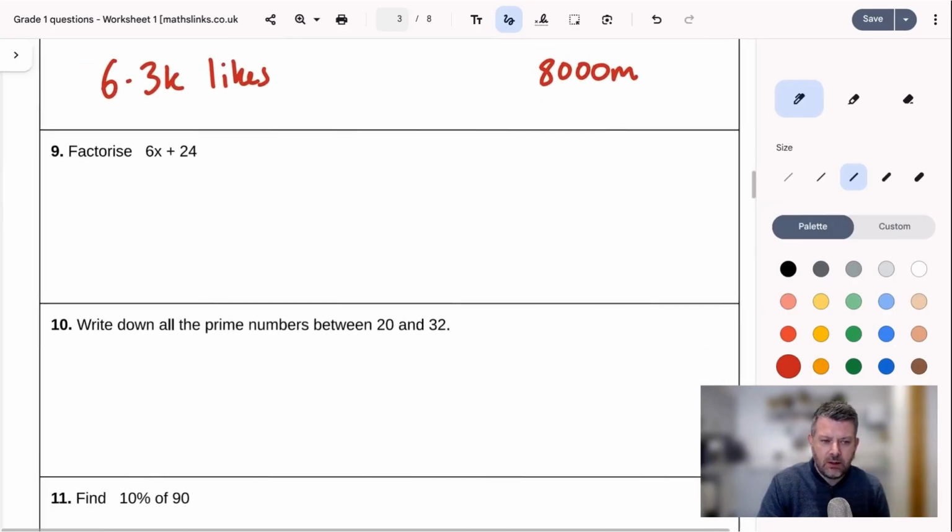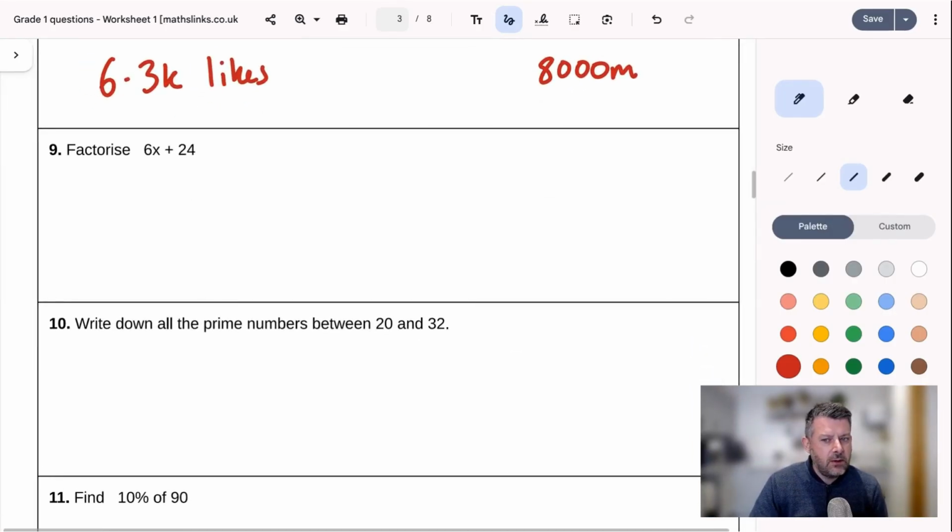Question 9, we're being asked to factorize this. So knowing that factorize means we're putting it back into brackets. So our answer, we're going to take something out as a factor. It's only going to be a number because x is only part of the 6x. There's no x over here. So we're looking for the biggest number that goes into 6 and 24. Hopefully you'll spot that it's 6. And then we need to leave in the brackets x plus 4.